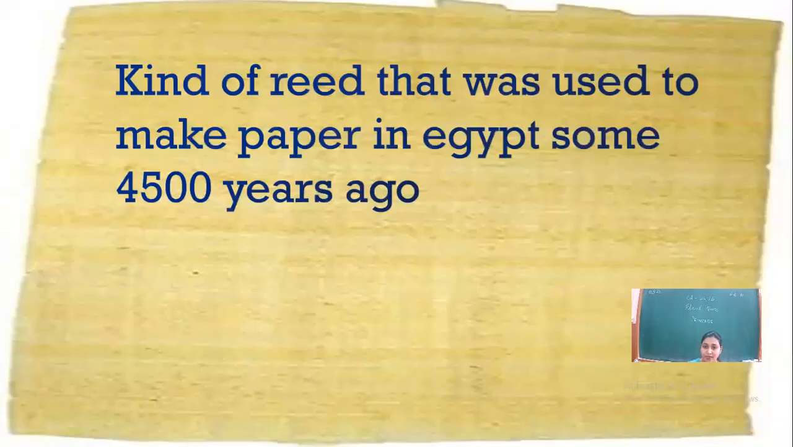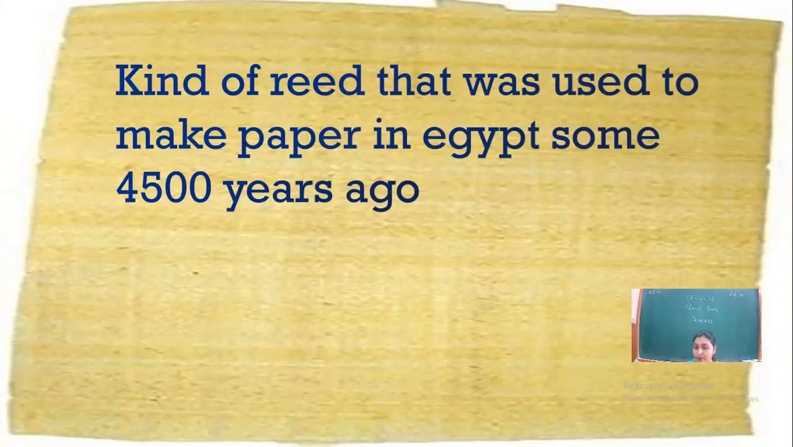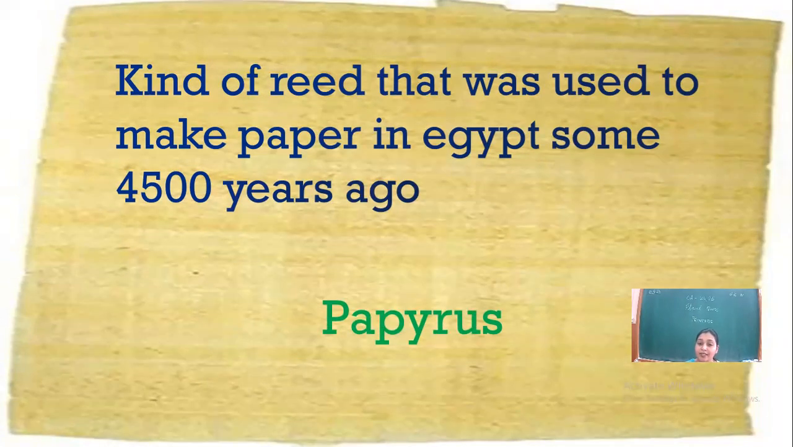Another question from this. Do you know about 4,500 years ago, a plant was used to make paper? A kind of reed is used to make paper in Egypt. Can you name this plant? It is called papyrus. So children, I hope that's clear to you and you will be able to revise this chapter and will be able to do its question answers.